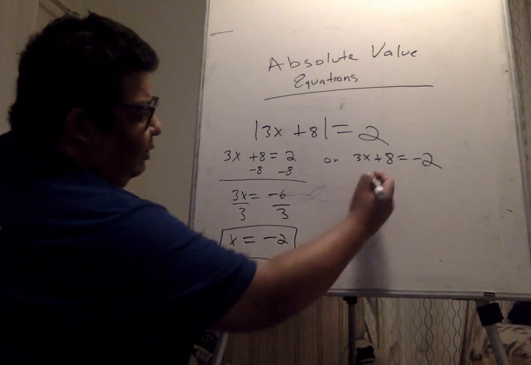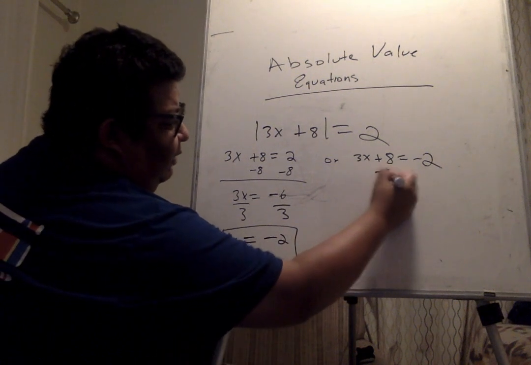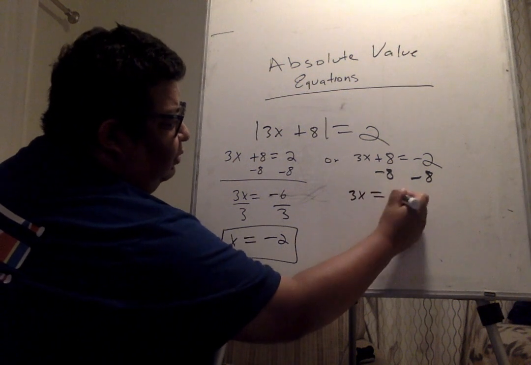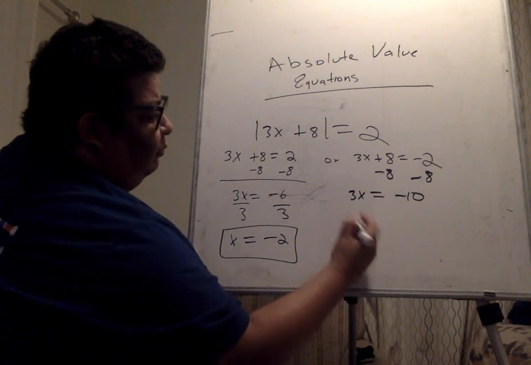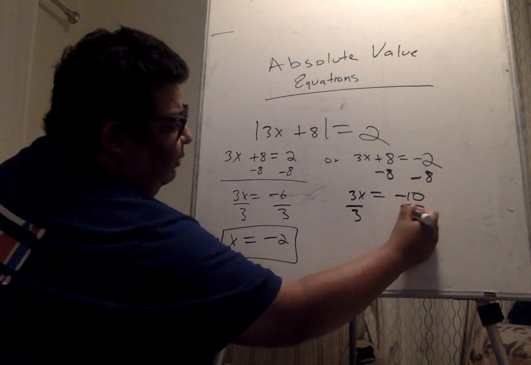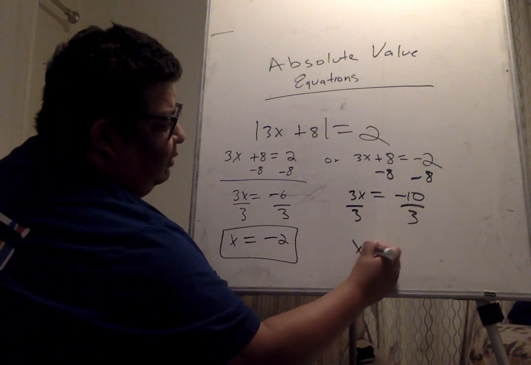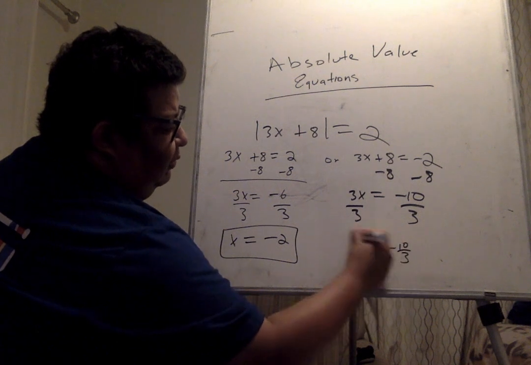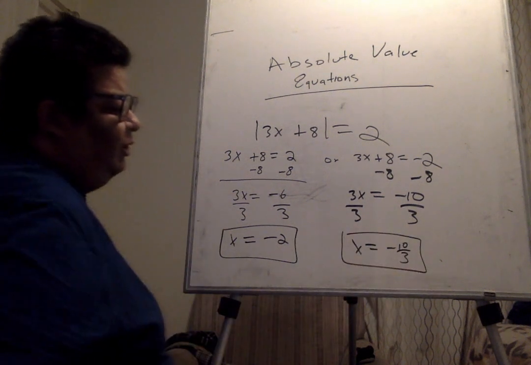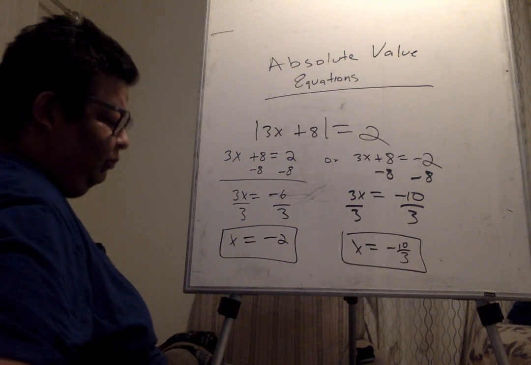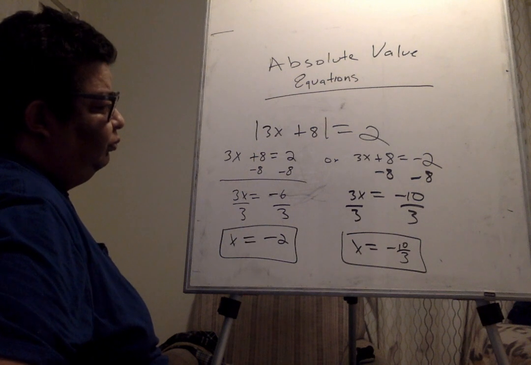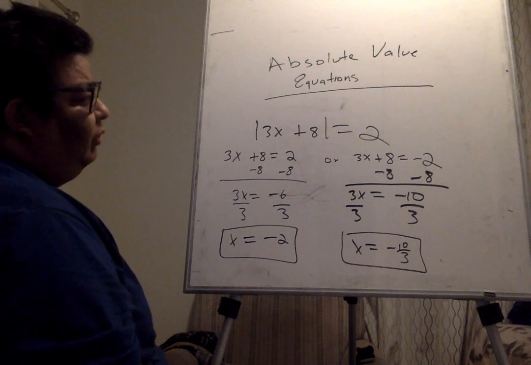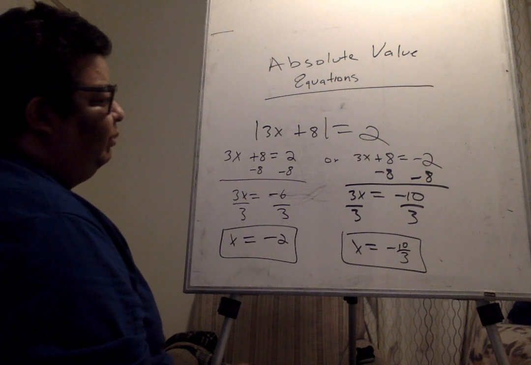The second answer is going to be this one. 3x equals negative 8, minus a, which is negative 10. Divide by 3. X equals negative 10 over 3. That's our second answer. Okay, let's go to our next example.